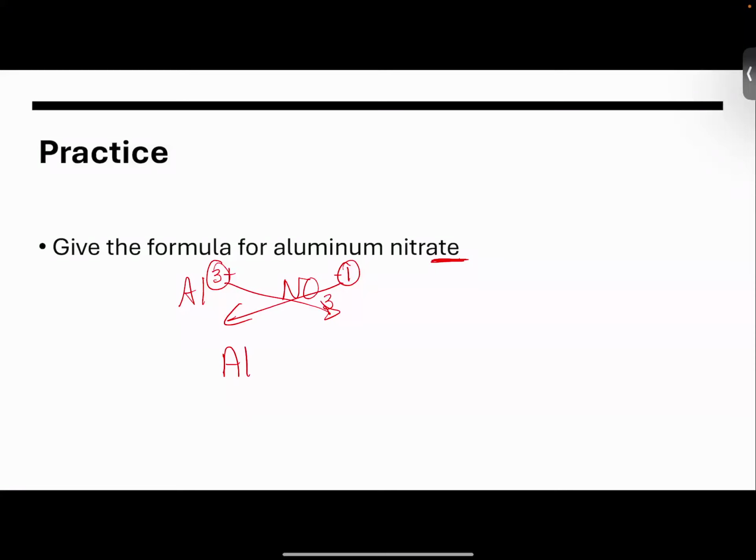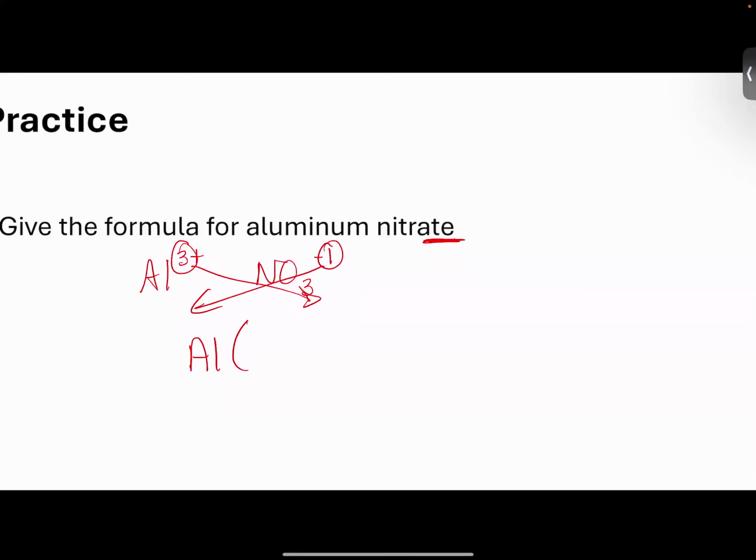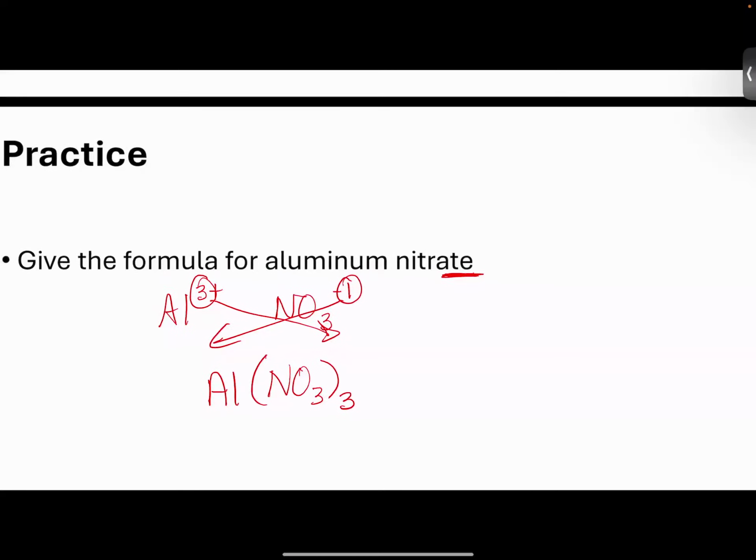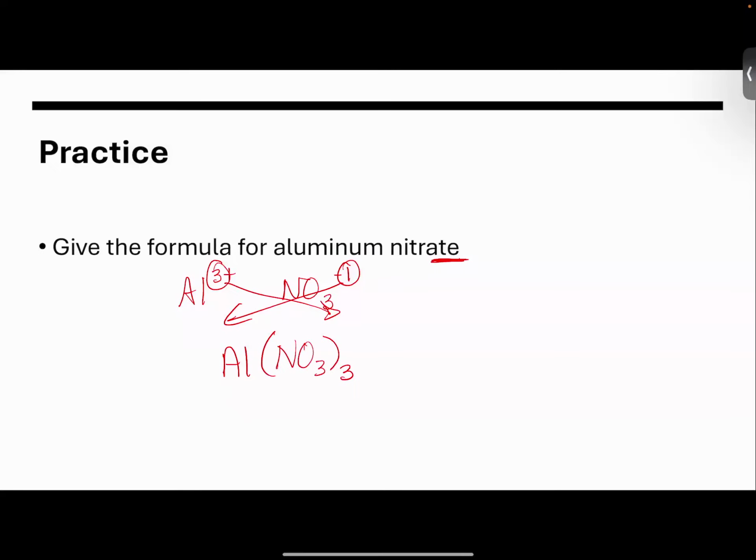So on the aluminum, we're going to put a 1. On the nitrate, we're going to put a 3. Since I need more than one polyatomic, the polyatomic goes in parentheses with the quantity needed as a subscript. Because this literally says I need 3 nitrate units for every 1 aluminum unit.